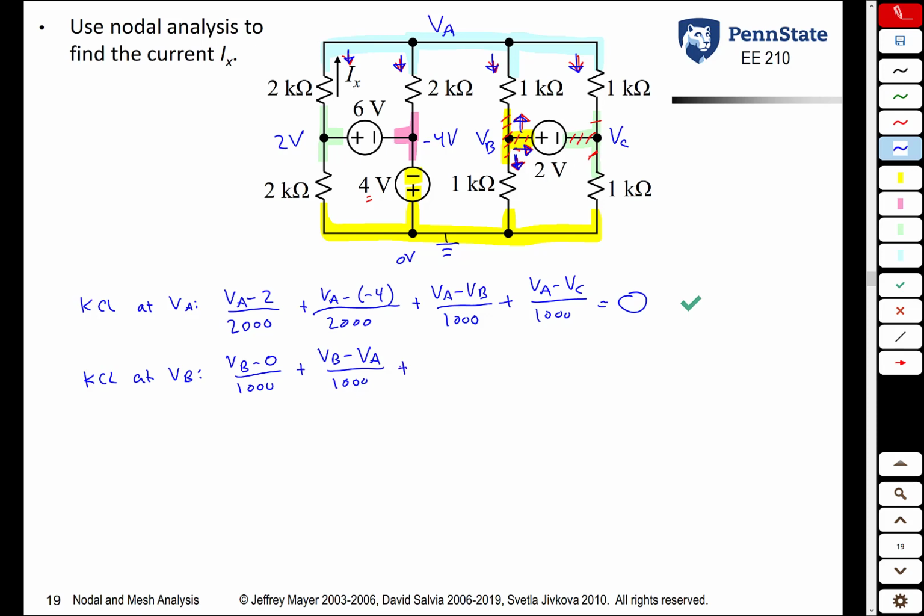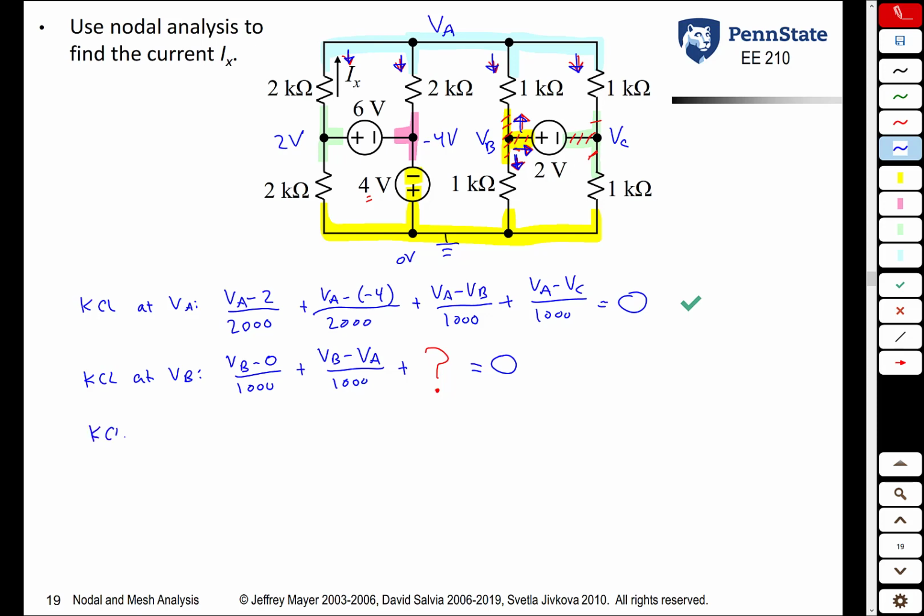Plus, what's the current through a 2-volt source? Is the current through a voltage source 0? Absolutely not. Is the current 2 volts? No, that's a voltage, not a current. So we have a problem. We don't know what that current is. The sum of those 3 currents does have to equal 0, but we have no way to express that current.